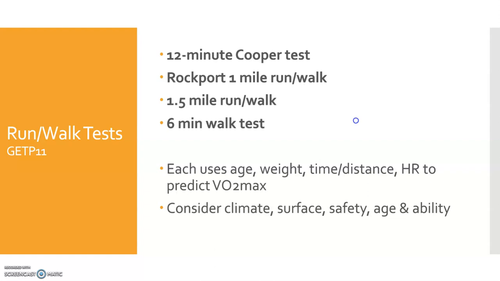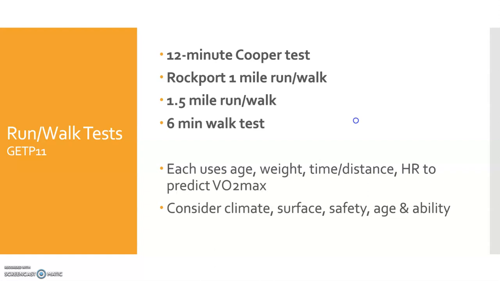Each of these tests has its own equation that it uses to predict VO2 max, and you probably need age, weight, in addition to the values you calculate during the test to predict that VO2 max. And as I discussed before, you want to consider the climate. So if it's outside, is it raining? Is it snowing? Is it cold? Is it hot? Is it humid?